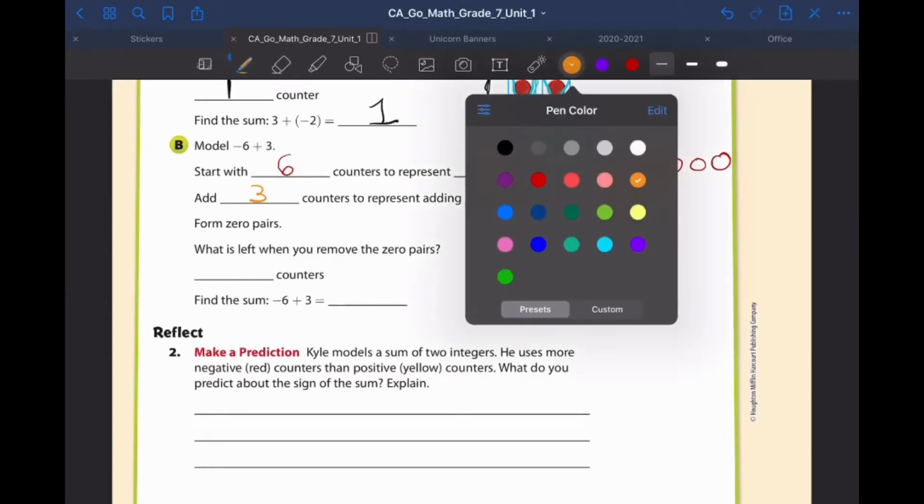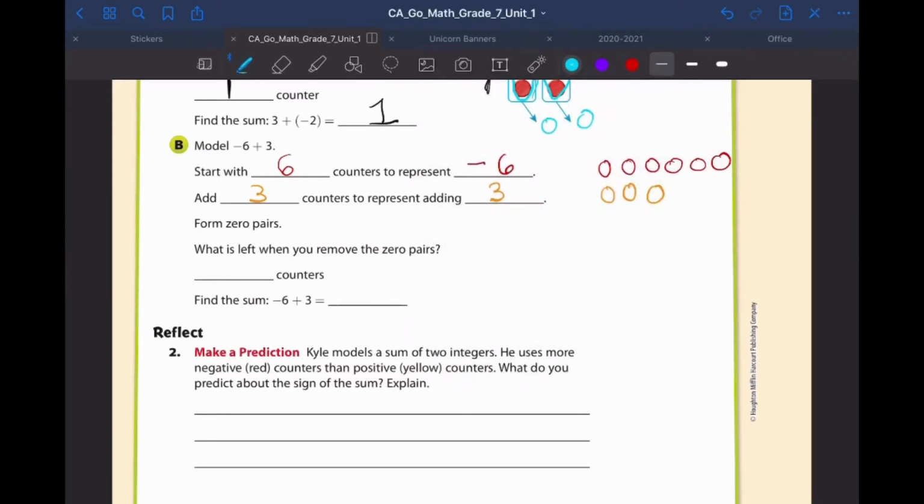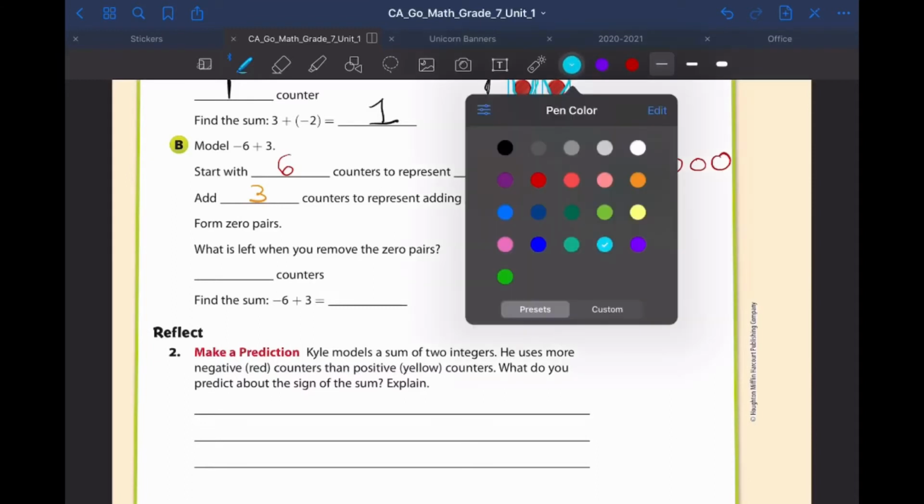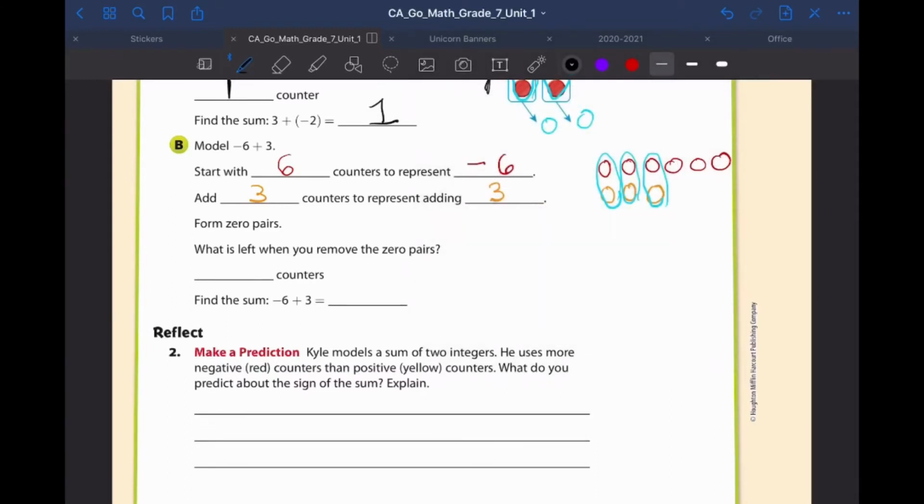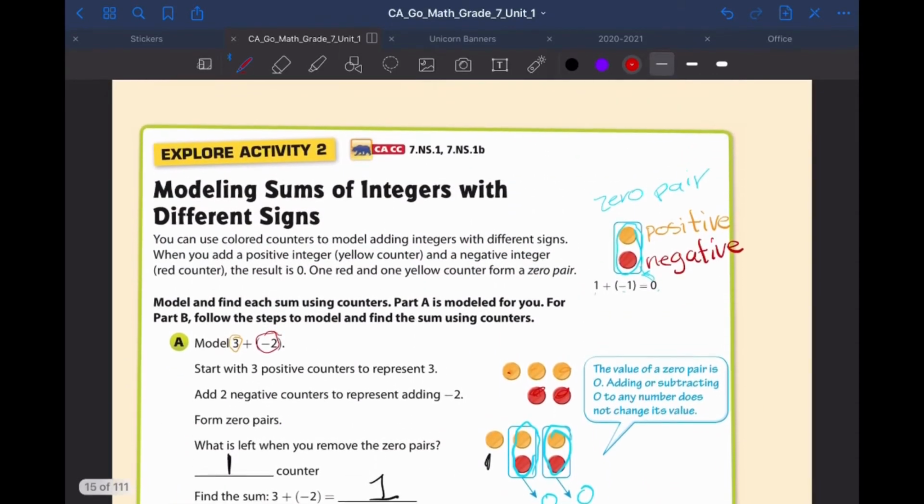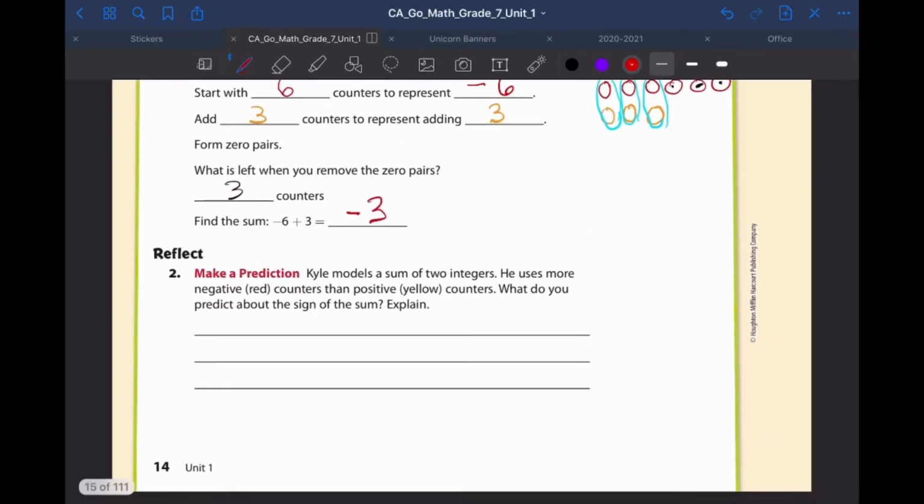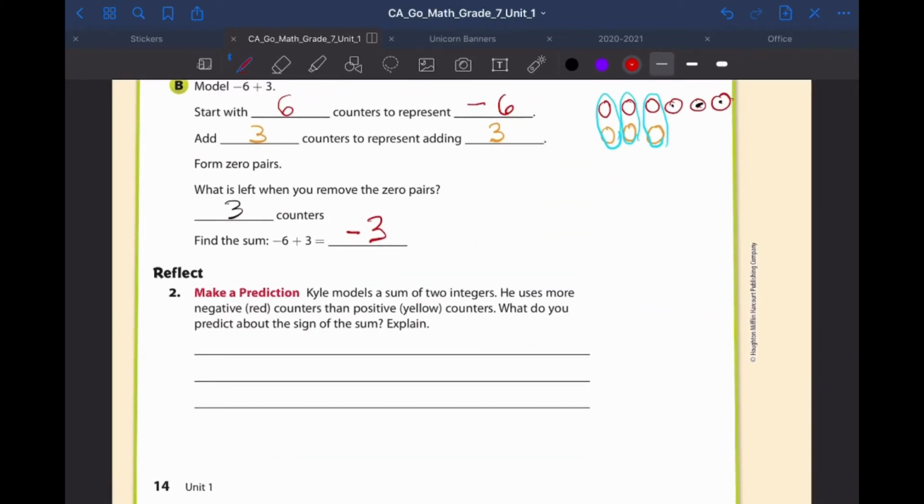Now the next step is to form 0 pairs. So there's 1, 2, 3, and what is left after you remove your 0 pairs? 1, 2, 3. So 3 counters, and they're red, therefore your answer is negative 3, because remember we said that red was negative. So you have 3 negative left, therefore your answer is negative 3. Go ahead and answer number 2 on your own.